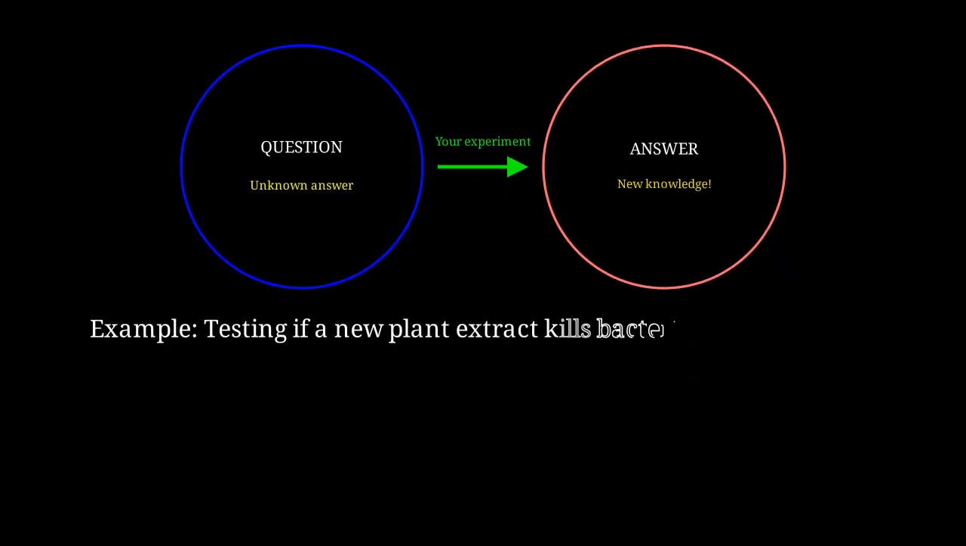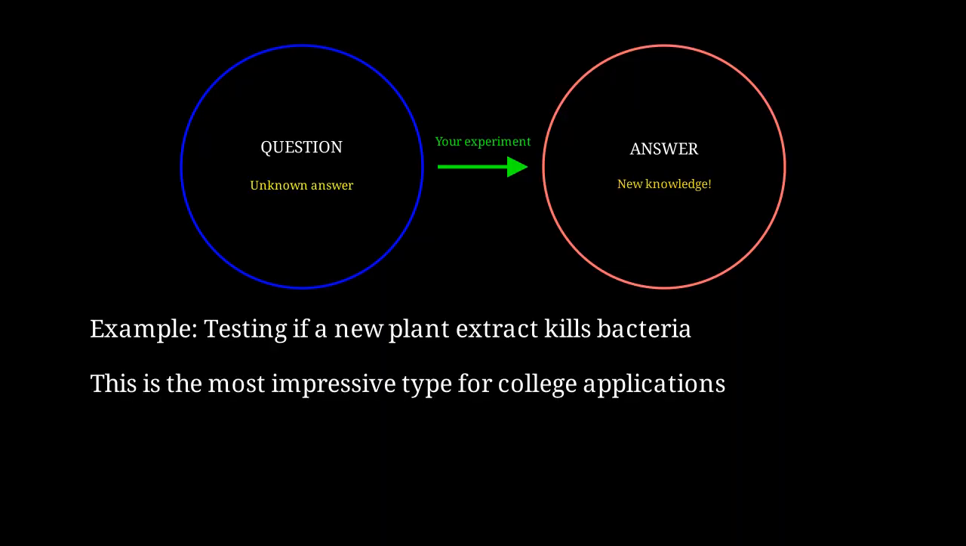For example, let's say you discover that an extract from a local plant kills certain bacteria. You test it systematically, compare it to known antibiotics, document everything, and publish your findings. That's original research. This is the most impressive type for college applications because it's the hardest to do. You're literally discovering something new.